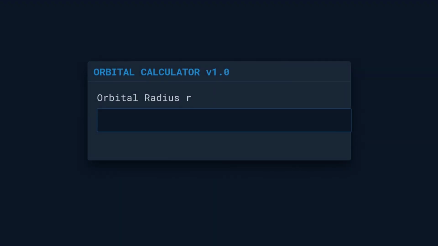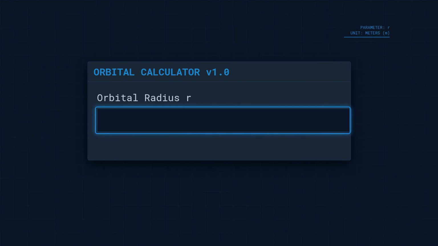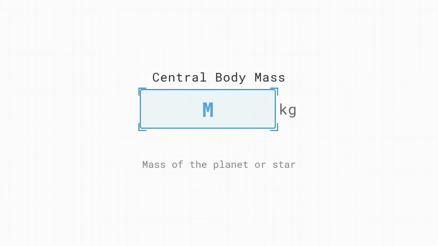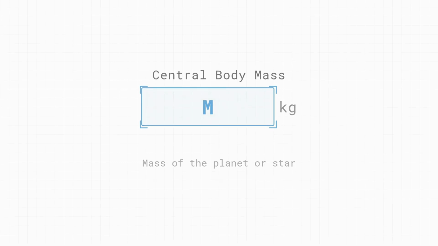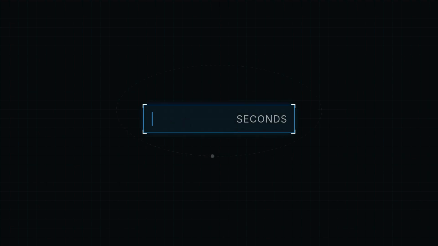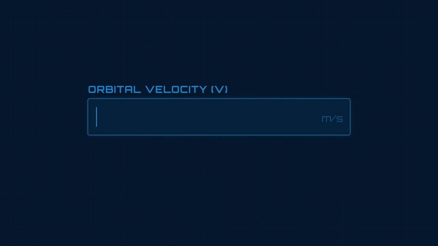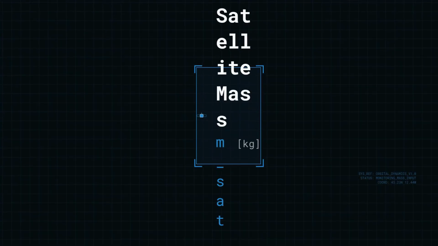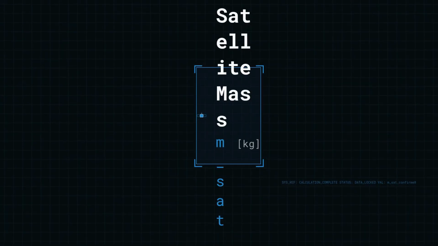Now for the input fields. First, we have Orbital Radius r, where you enter the distance from the orbital center in meters. Next is Central Body Mass m, which is the mass of the planet or star in kilograms. The orbital period t field is where you'd input the time for one complete orbit in seconds. Orbital velocity v is the speed along the orbital path in meters per second. Finally, satellite mass, m satellite, is the mass of the orbiting object in kilograms.